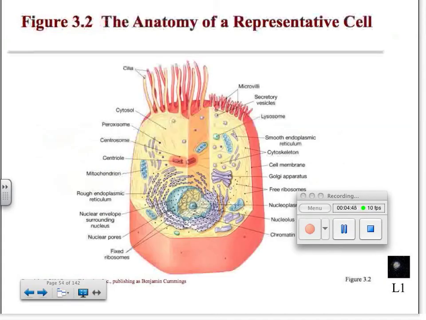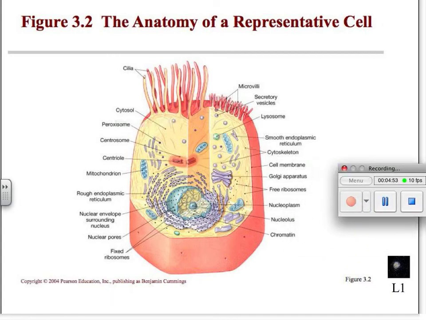Check it out. Here's a basic cell. We call it a representative cell because it has most of the features you're going to find on all kinds of cells. We're going to learn about all these different parts, but just get a feel for it. A cell is like a factory. A cell is like a self-contained unit that does everything necessary for life.